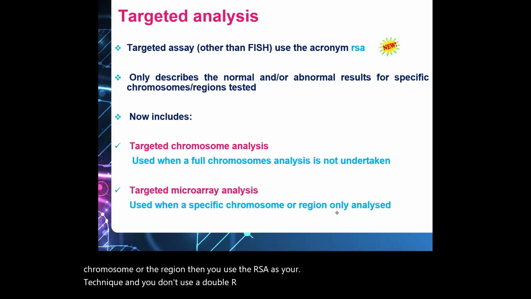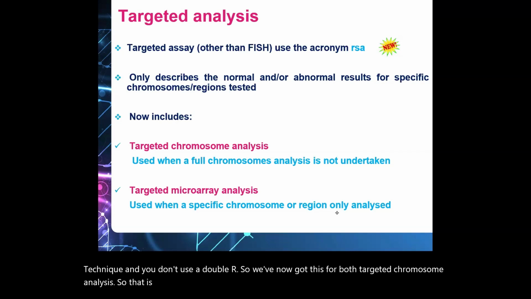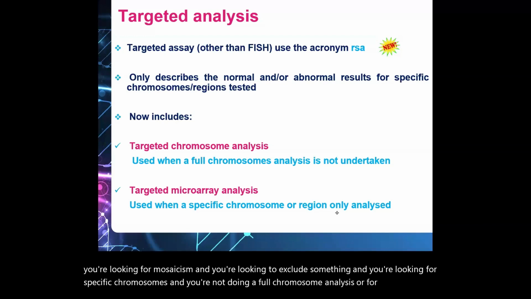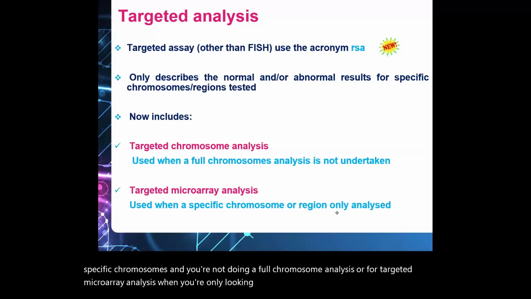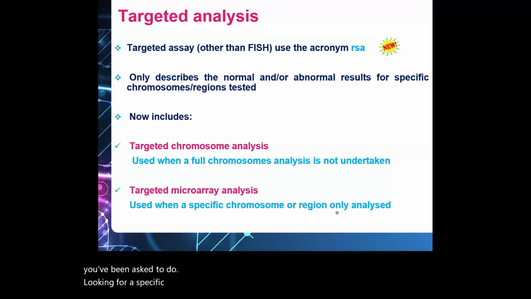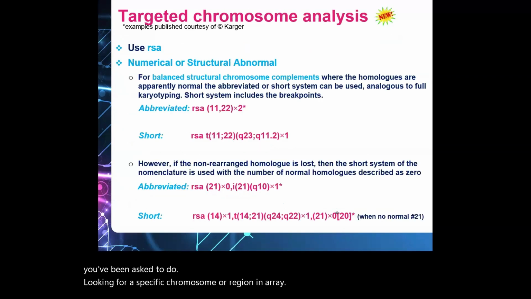So we've now got this for both targeted chromosome analysis, so that is for when you're perhaps checking in neoplasia or even in constitution when you're looking for mosaicism and you're looking to exclude something, looking for specific chromosomes and you're not doing a full chromosome analysis, or for targeted microarray analysis when you're only looking, again perhaps in a parent or just because that's all you've been asked to do, for a specific chromosome or region in array. So this is when you'd use RSA.